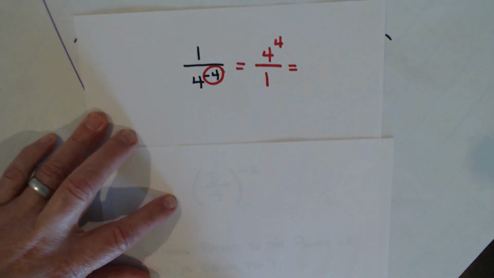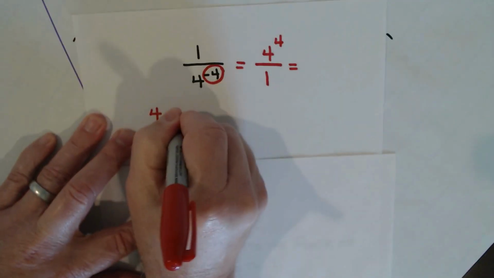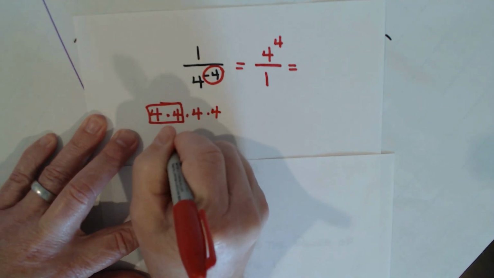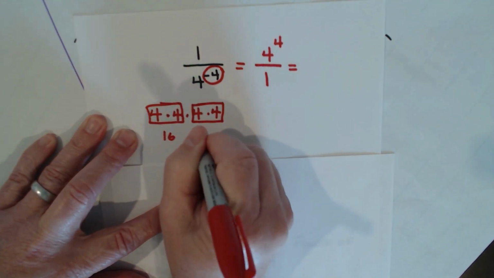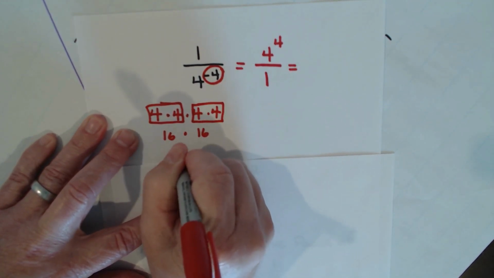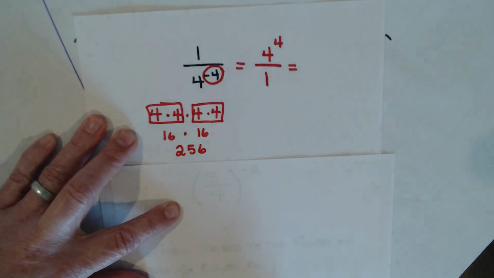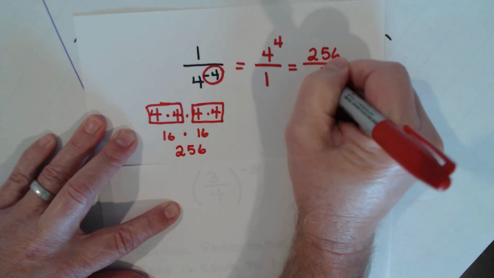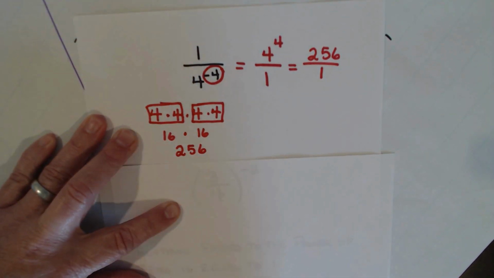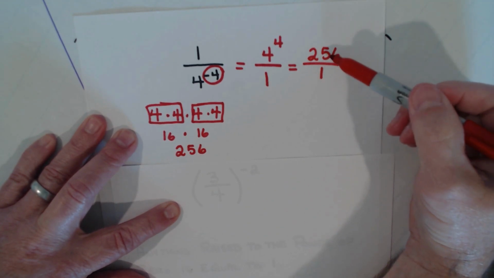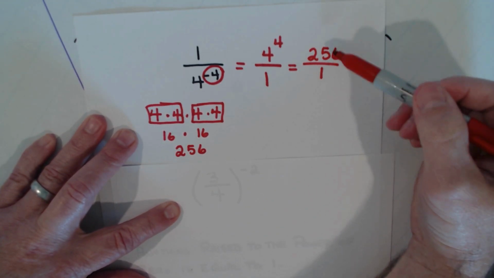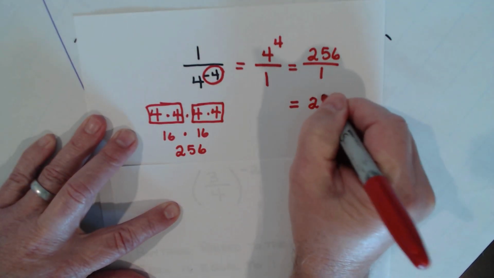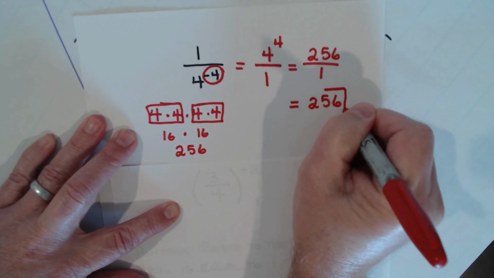I evaluate this. This is going to be 4 times 4 times 4 times 4. 4 times 4 is 16, and 16 times 16 is 256. So I write 256 in the top, and according to this, divide it by 1. Remember, if you can't divide these numbers, you have to leave it as a fraction. I can divide these numbers, so 256 divided by 1 is 256.